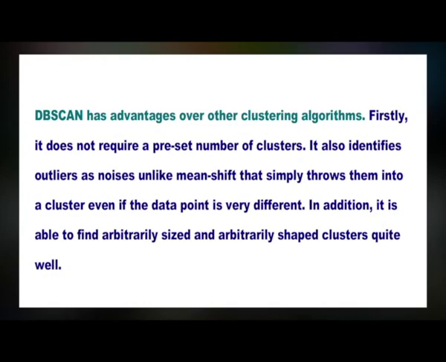DBSCAN has advantages over other clustering algorithms. Firstly, it does not require a preset number of clusters. It also identifies outliers as noise, unlike mean shift that simply throws them into a cluster even if the data point is very different. In addition, it is able to find arbitrarily sized and arbitrarily shaped clusters quite well.